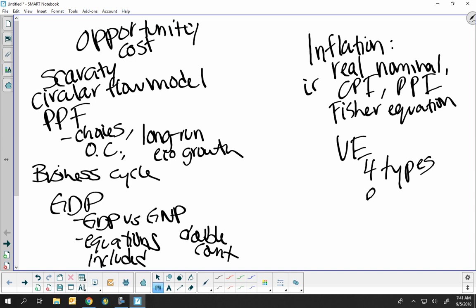The equations to solve for unemployment. There's a couple things I'm missing. The different types of economies.